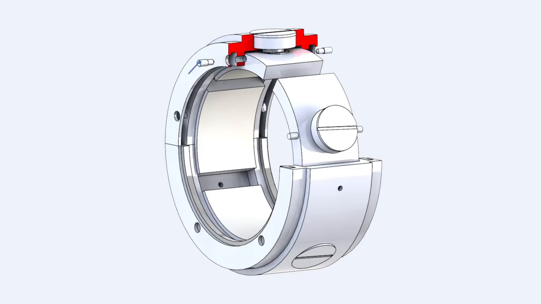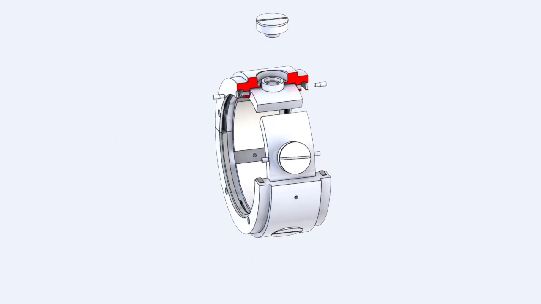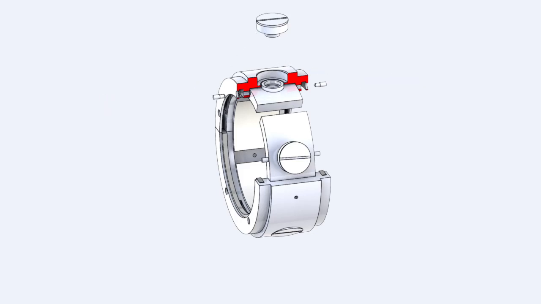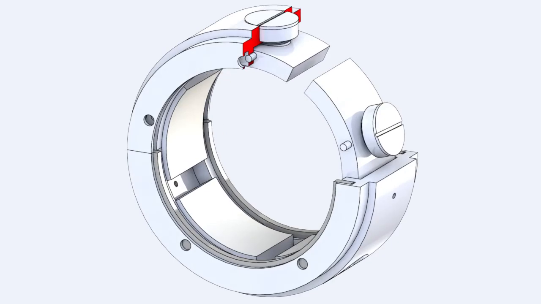Each pad is mounted to the retainer ring by 2 pins and supported from the backside by a pivot pin. This configuration allows the pad to rotate in 2 dimensions. This movement makes this type of bearing capable of tolerating small amounts of shaft misalignment.